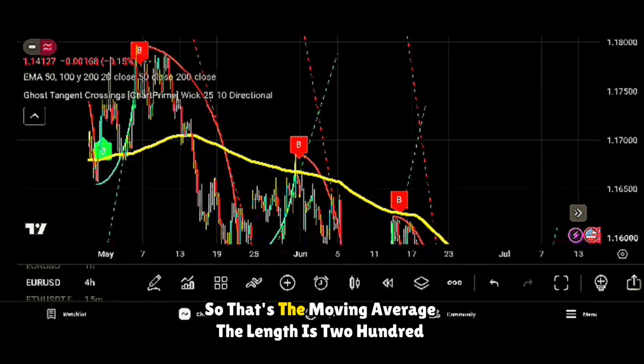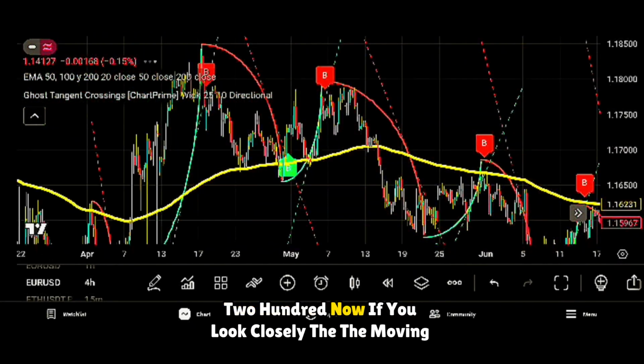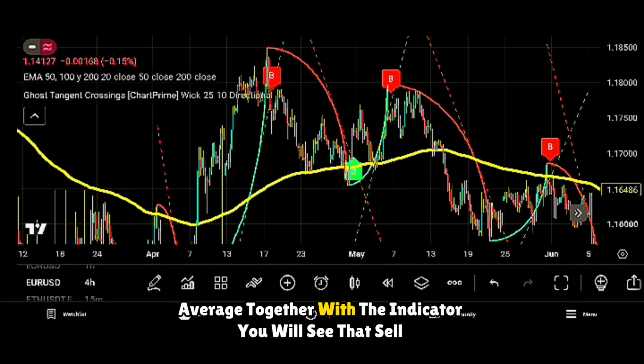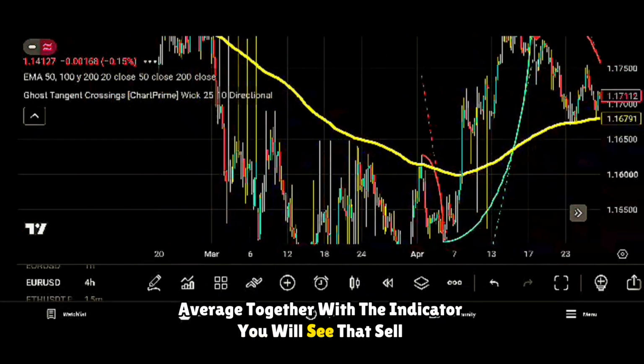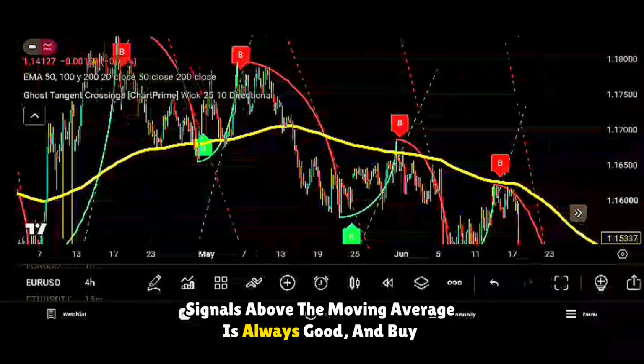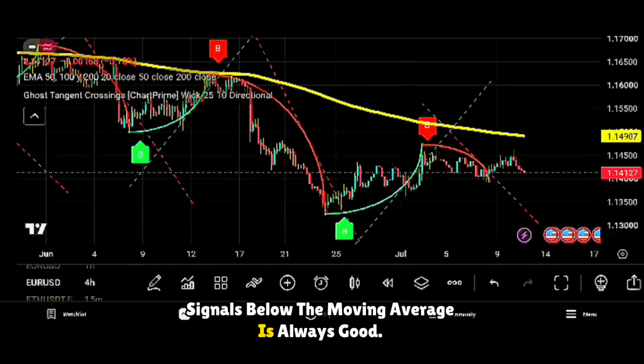So that's the moving average. The length is 200. Now if you look closely, the moving average together with the indicator, you will see that sell signals above the moving average is always good, and buy signals below the moving average is always good.